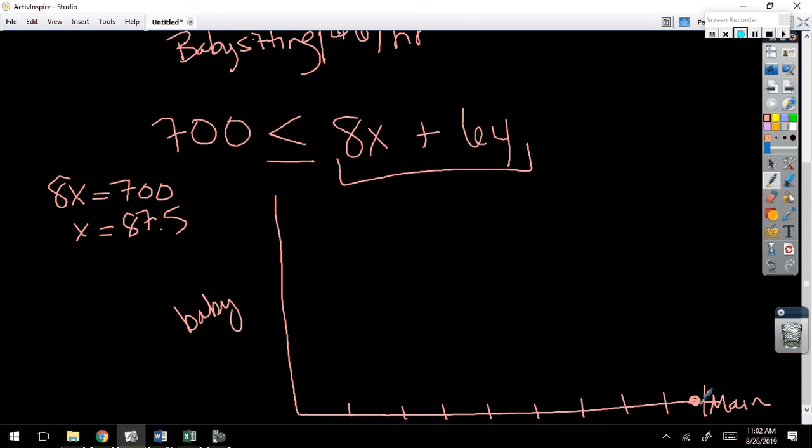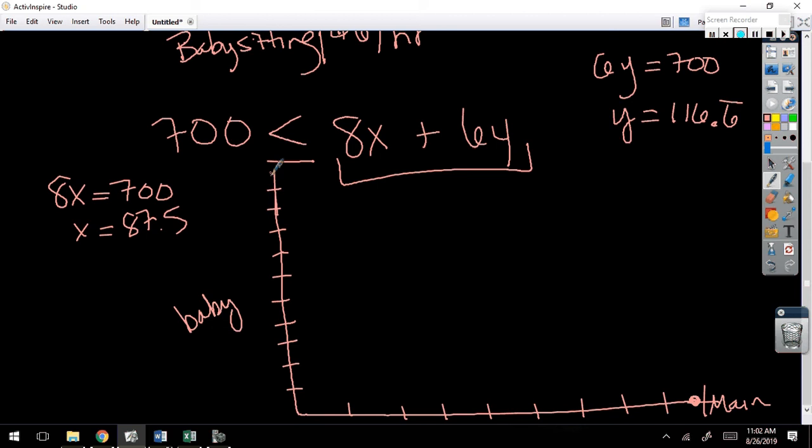That's our Main Street. How about the babysitting? 6Y. What is it? Well, when we graph it, we're not going to be quite as specific. We're going to go 1, 2, 3, 4, 5, 6, 7, 8, 9, 10, 11. Oh, how terrible. Okay, pretend like that's 116.